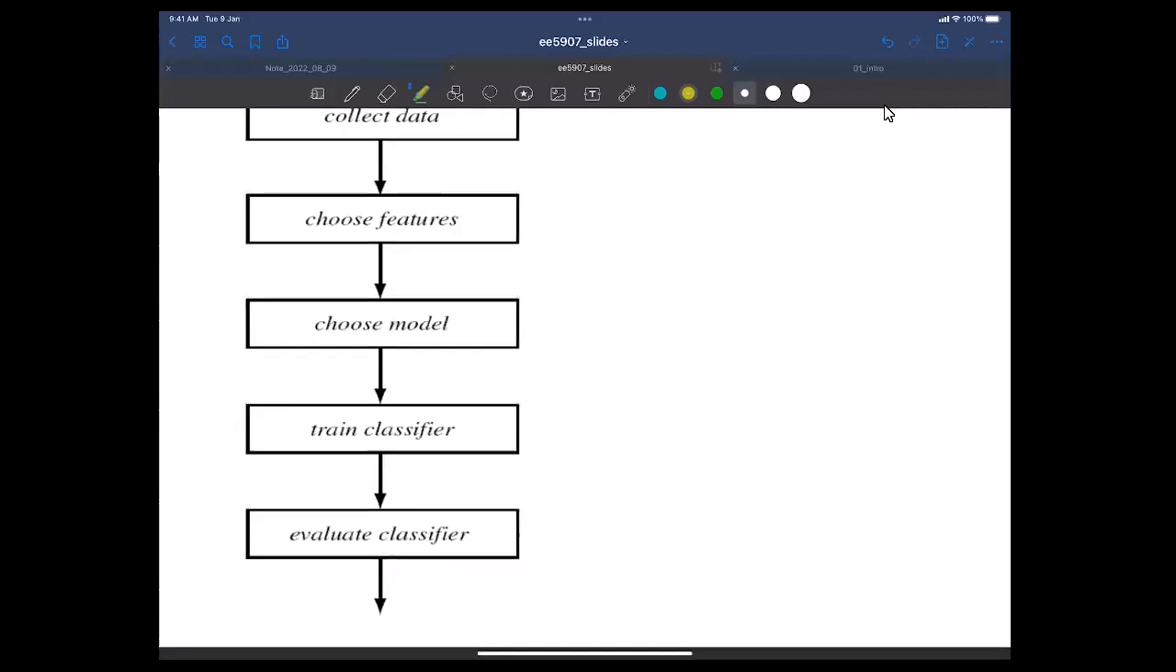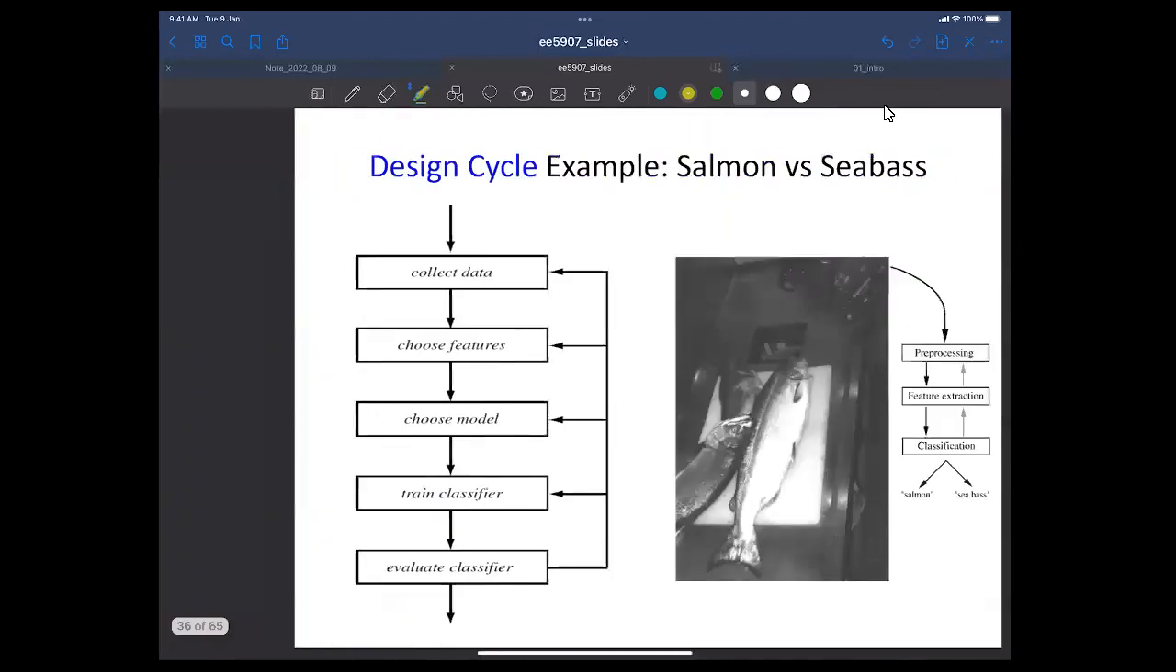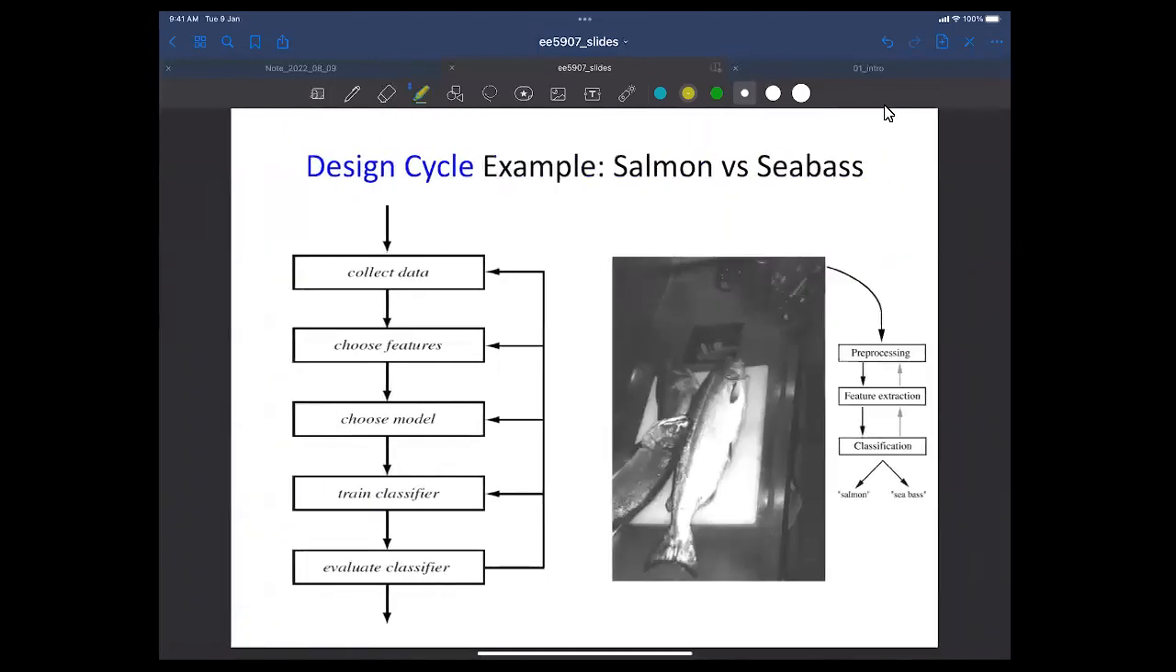You train the model to get what? To get the parameters of the model. And once you have the parameters of the model, then you can train the system already. So in this example, you can have pre-processing, and then you can have feature extraction.